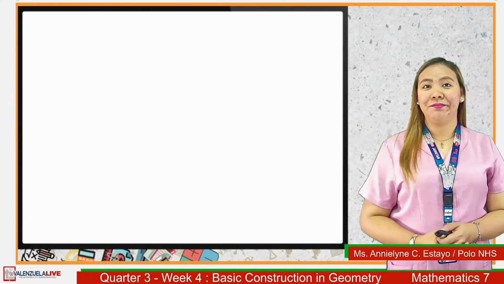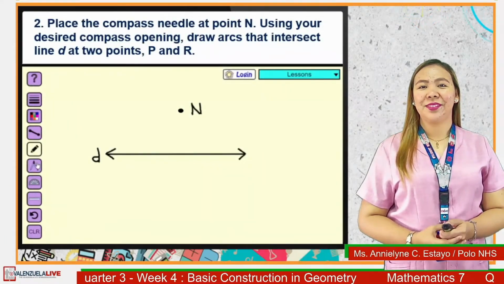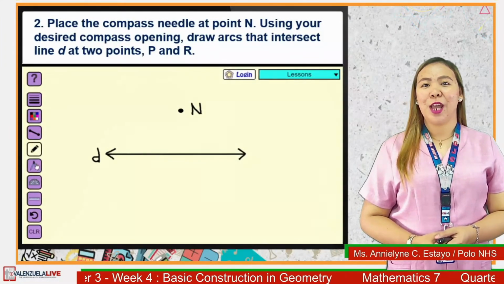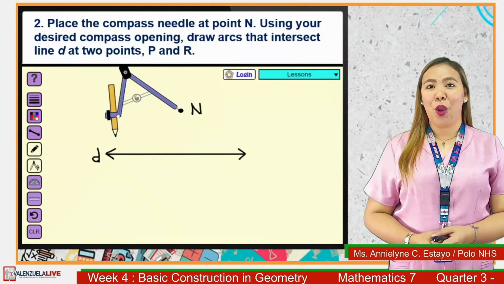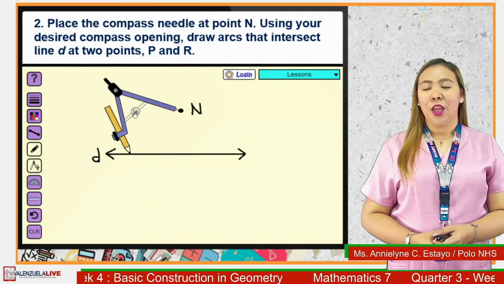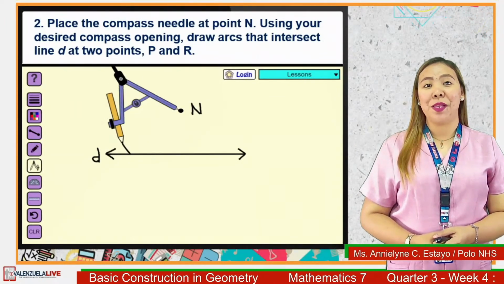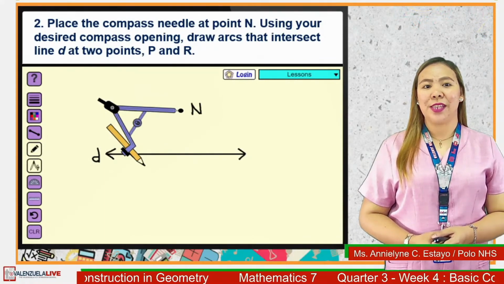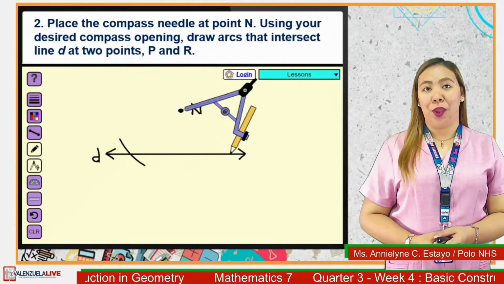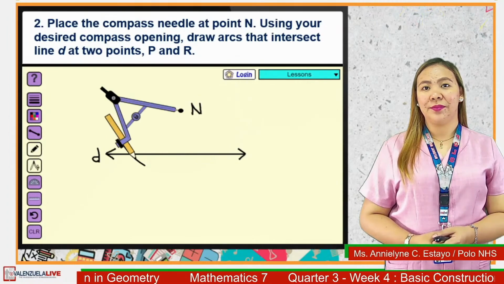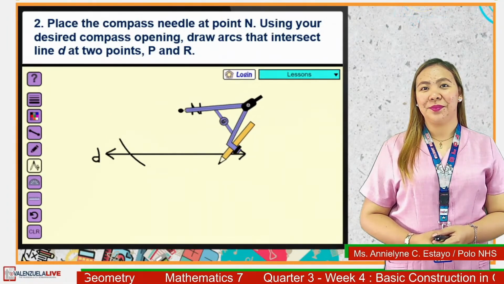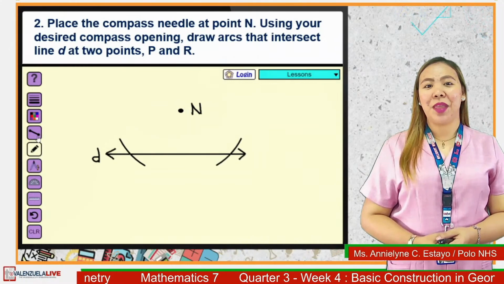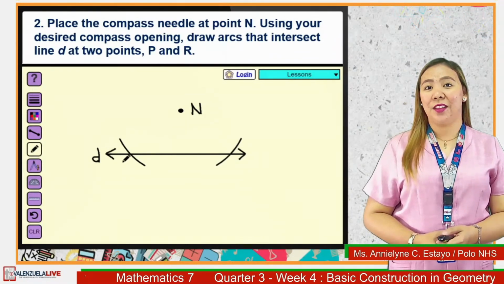Second step, place the compass needle at point N. Using your desired compass opening, draw arcs that intersect line D at two points and name them as points P and R.